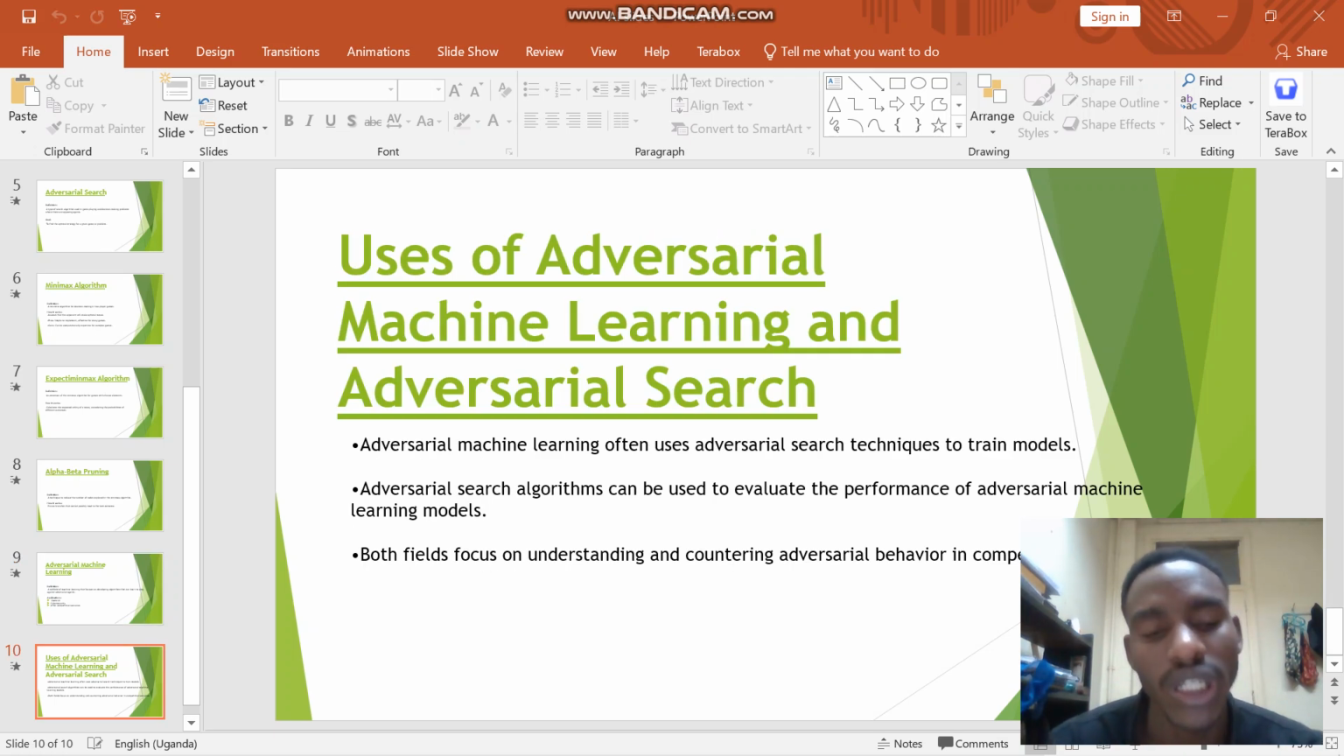And finally, we can see the uses of adversarial machine learning and adversarial search. Adversarial machine learning often uses adversarial search techniques for training of models. Also, adversarial search algorithms can be used to evaluate the performance of adversarial machine learning models. Finally, both fields focus on understanding and countering adversarial behavior in competitions.